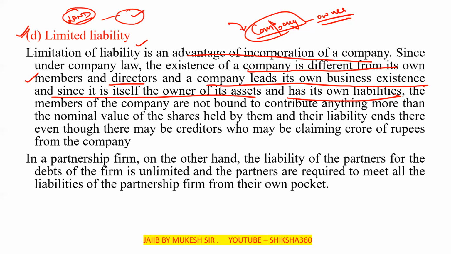Clear? Under company law, the existence of a company is different from its own members and directors, and the company has its own business existence. Clear? And since it is itself the owner of its assets and its own liabilities, the members of the company are not bound to contribute anything more than the nominal value of the shares held by them. Clear?